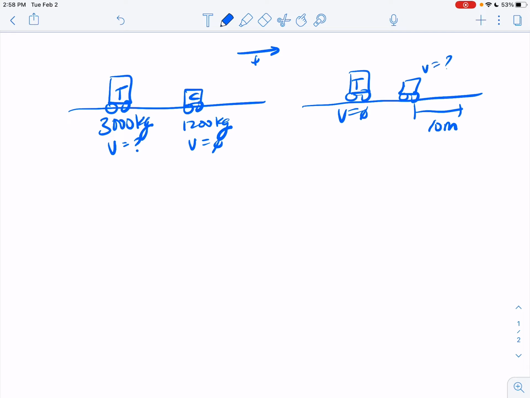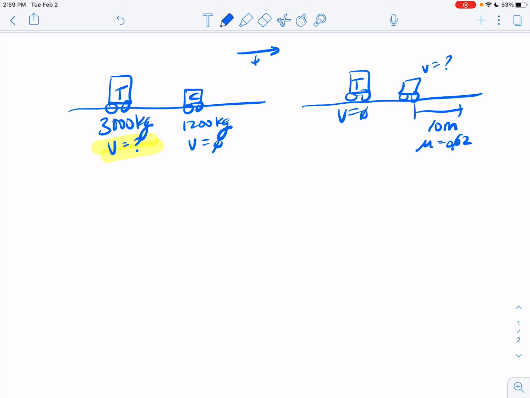So they're not telling us the velocity, but they are telling us that it's coming to a stop after sliding 10 meters. The coefficient of friction is 0.62. How fast was the truck moving at the moment of impact? So that's actually this, right? Because this is how fast it was going before they hit.